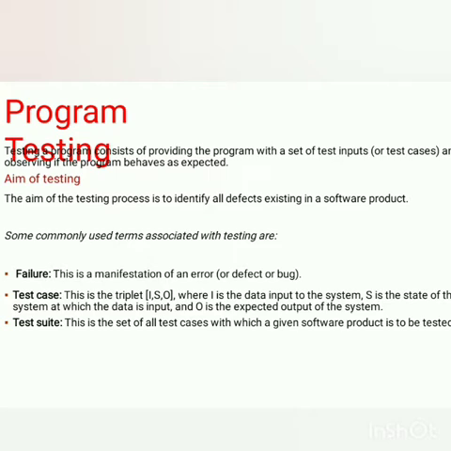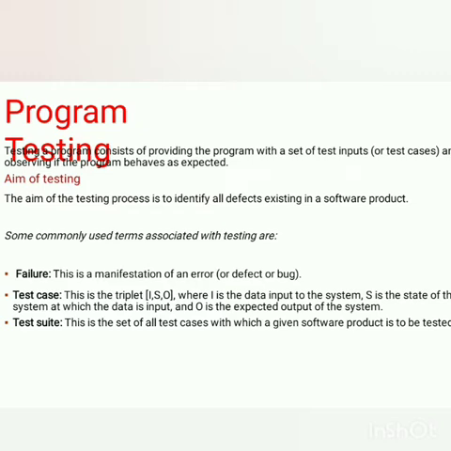Or we can say software testing is the evaluation of the software against requirements gathered from users and system specification. Testing is conducted at the phase level in a software development life cycle or at a module level in program code. Software testing comprises validation and verification. The aim of testing is to identify all defects existing in a software product.